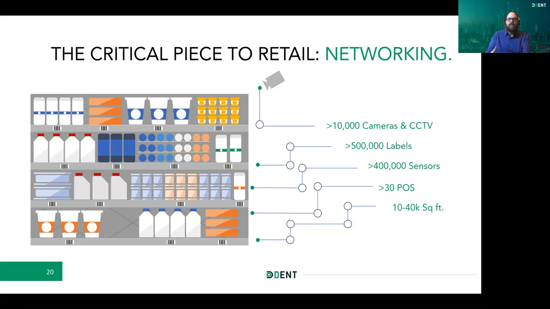Sensors, we're seeing sensors everywhere, from the obvious sensors, right? The tags that go into the boxes that will cause alarms to go off if you leave the building, to the sensors that are used in the POS systems, such as weight sensors and things of that nature, if you're doing your own, what we would call self-checkout. You have a significant number of POS systems, whereas previously you were limited by the number of employees who could run a cash register. These days we're seeing a lot of automation there, and so you have the ability to have more. And then these stores are 10, 40,000 square feet, sometimes bigger. And so these are the things that we're trying to address within DENT.